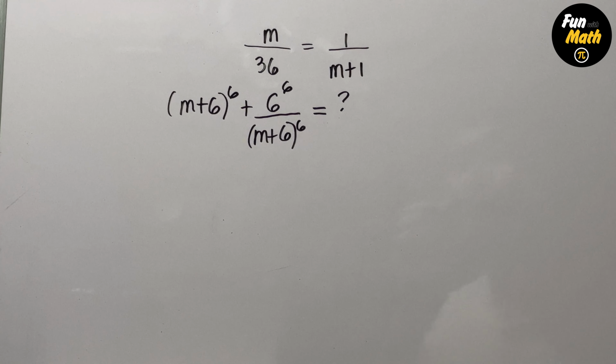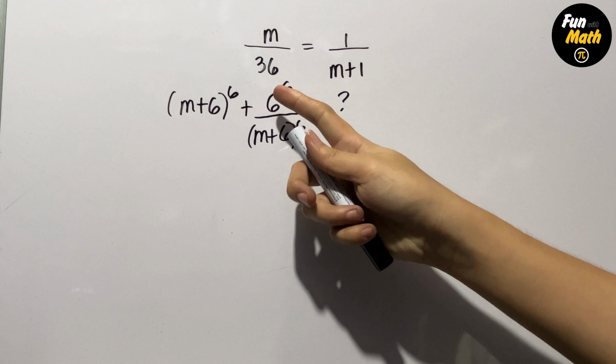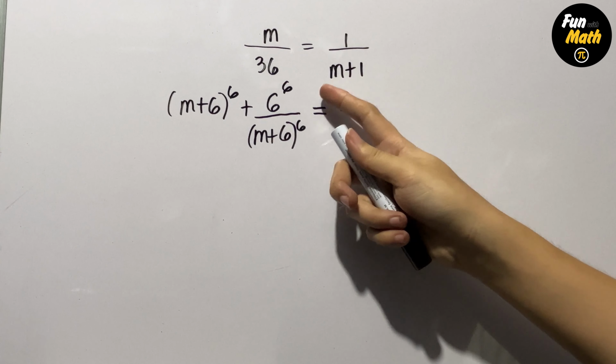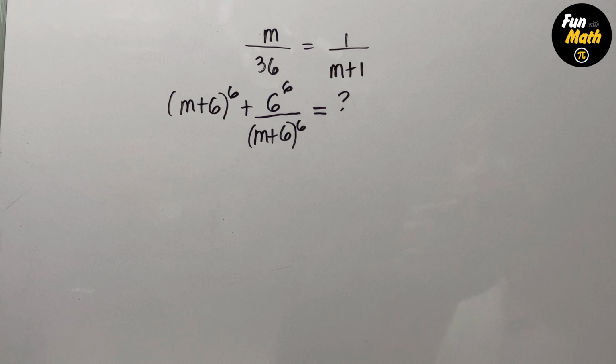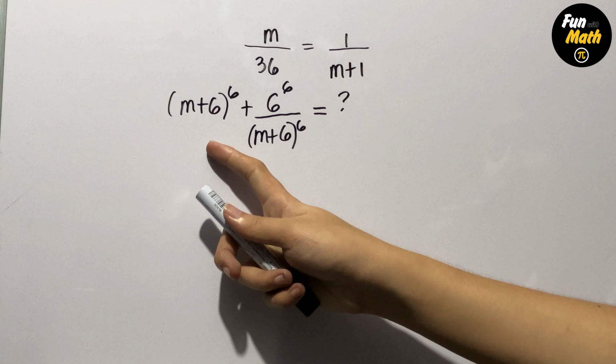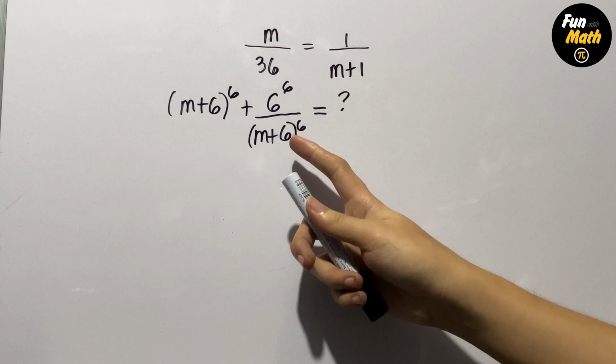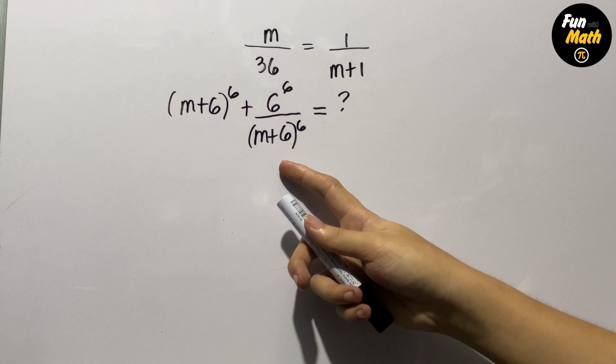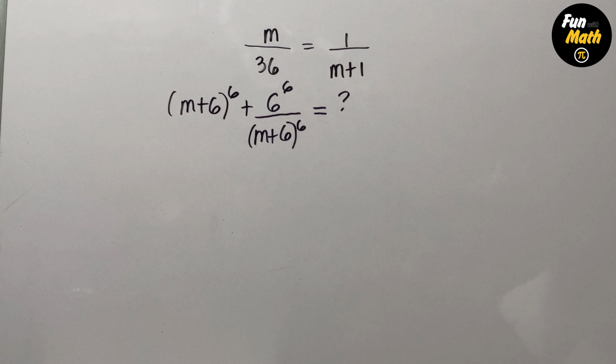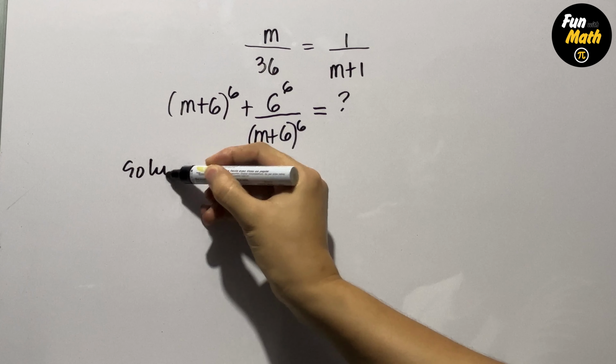Here's another problem. m over 36 is equal to 1 over m plus 1. Find the value of (m plus 6) to the power of 6 plus 6 to the power of 6, over (m plus 6) to the power of 6. Now here's the solution.